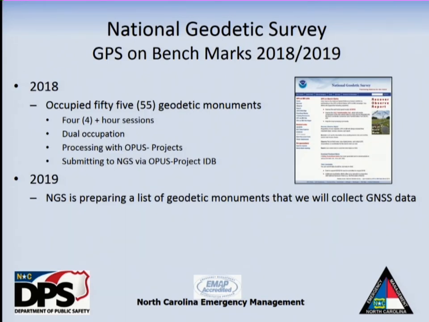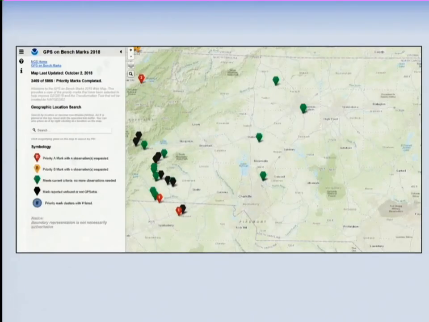We did a campaign last year and probably occupied 50 or 60 marks. This is just NGS's screenshot showing the ones that we have completed, and it looks like I've got one that I need to do one more observation on. All that is being collected so that we can have the best geoid model possible here in North Carolina.